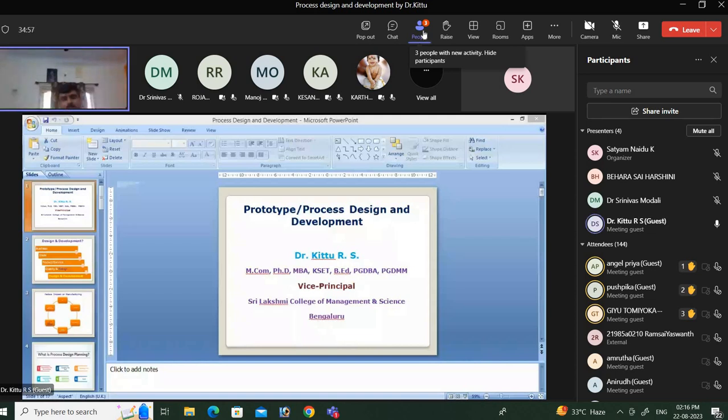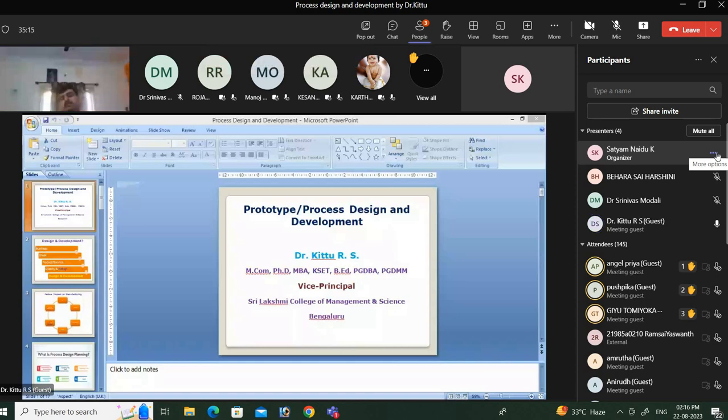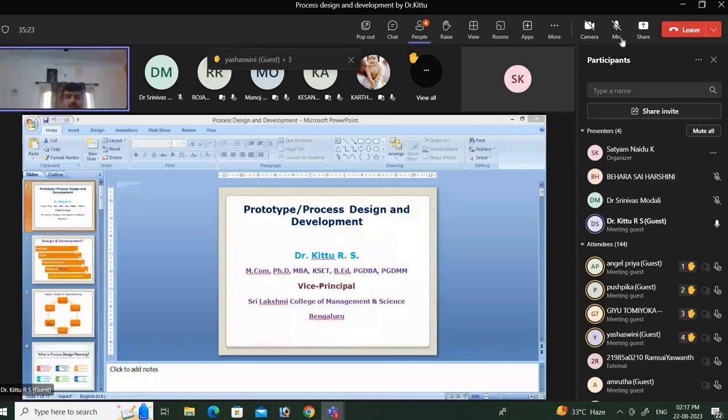Now let us move on to know about the objectives of the process design. The objective always indicates the purpose of process design. So why is the process design required? Without process design, we can't go for any kind of manufacturing process or any kind of development in the design of products.